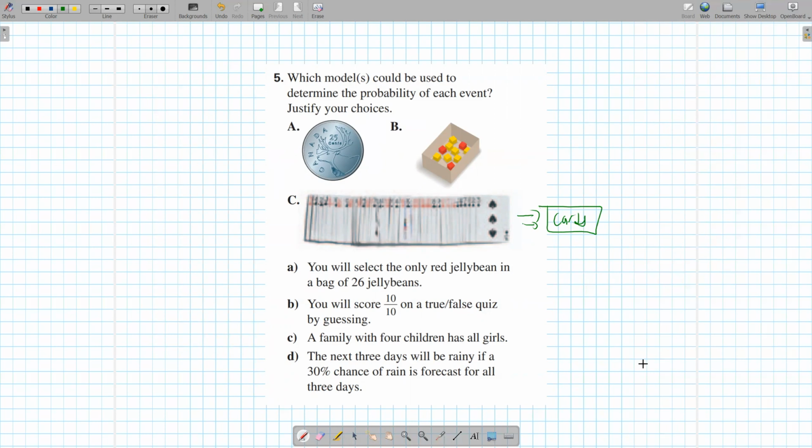Let's look at option A. So again, the question is which diagram can we use for the probability? You'll select the only red jelly bean in a bag of 26 jelly beans. B. Right, B. You'll score 10 out of 10 on a true false quiz by guessing.